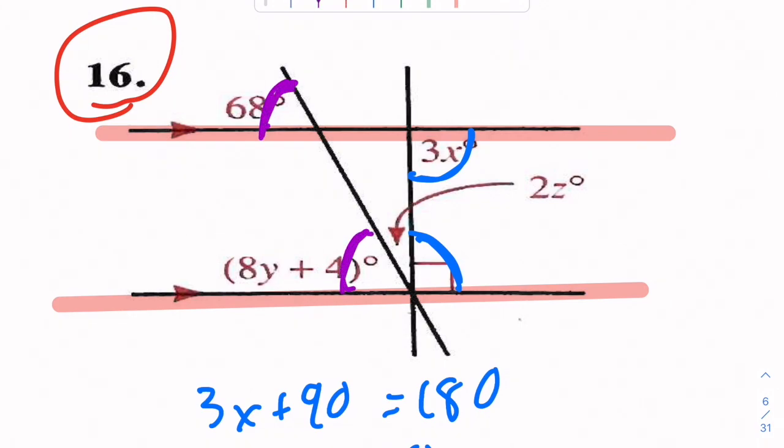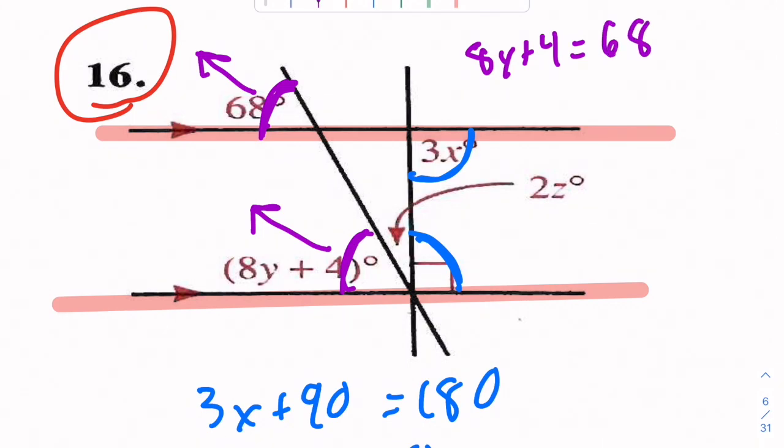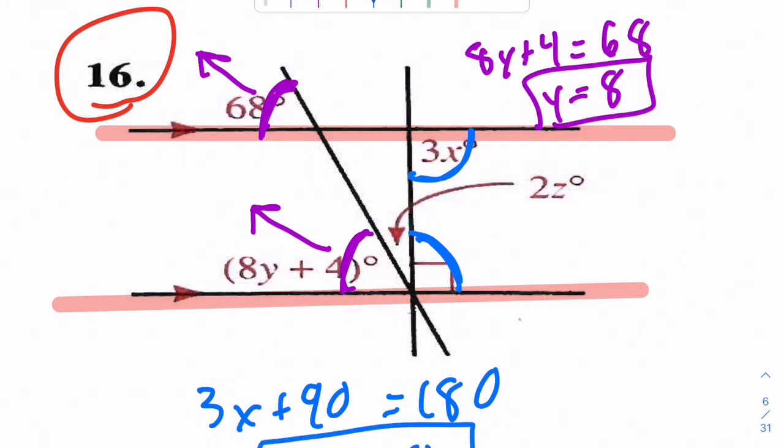These are corresponding angles, right? Corresponding, they basically just have to point in the same direction. That's it. They're in the same position. So 8y plus 4 equals 68. Solve for that. y equals 8. Sorry, I'm doing a lot of mental math right now, but I think you guys can do the algebra. Feel free to pause it anytime again.